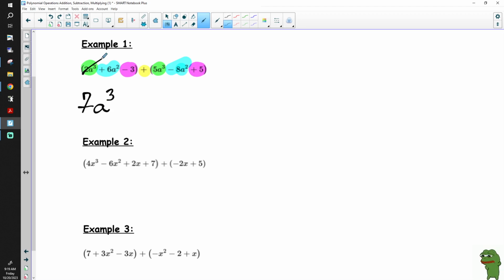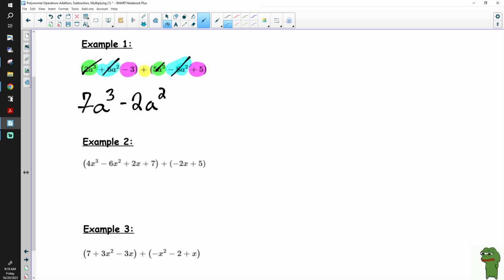I like to put a little X through these because I'm like, ah, did them. Get them off my sheet. Next, which one should we add together? 6a and negative 8a. Right, that's negative 8. Add them together, go. 6 plus negative 8. We should get negative 2, and our exponent stays the same. A to the second.